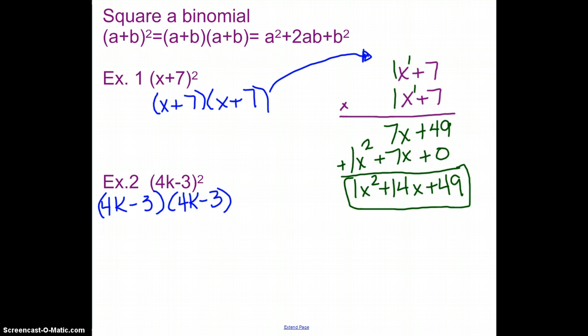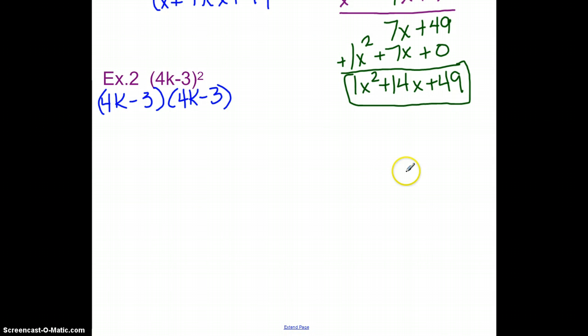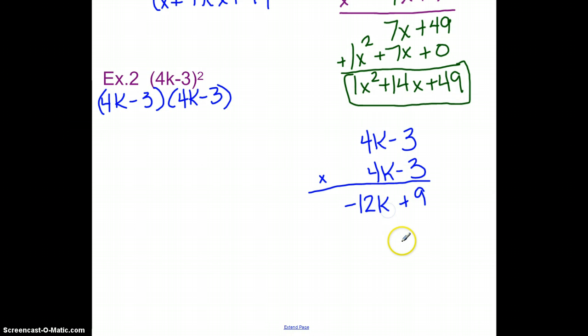Now I'm going to go ahead and set up my shortcut method, but actually I'm going to make myself a little more room here. So if I go to set up my shortcut method over here, 4k minus 3 times 4k minus 3. So negative 3 times negative 3 is positive 9. Negative 3 times 4k is negative 12k. Going to add a 0. 4k times negative 3 is negative 12k. And 4k times 4k is 16k squared.